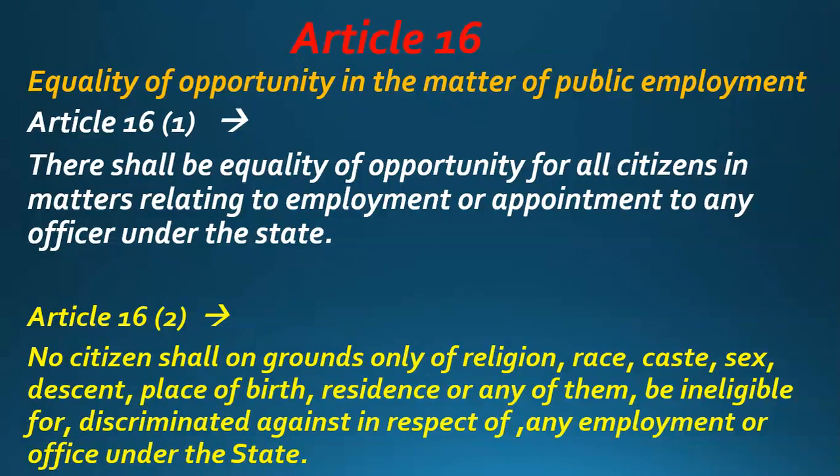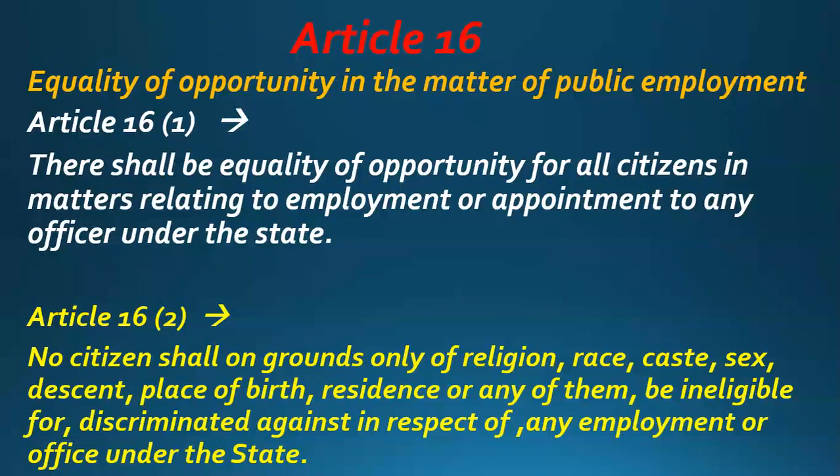Now what does it mean? It means that the state shall not discriminate among citizens only on the grounds of religion, only on the ground of race, only on the ground of caste, sex, descent, place of birth, residence, or any of them. It means the government is not allowed to discriminate between citizens only on the ground of religion. For example, the state cannot say that people belonging to a particular religion cannot apply for this government job, or cannot become IAS officers.